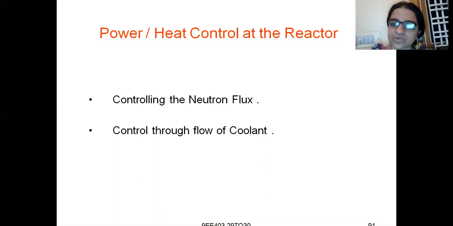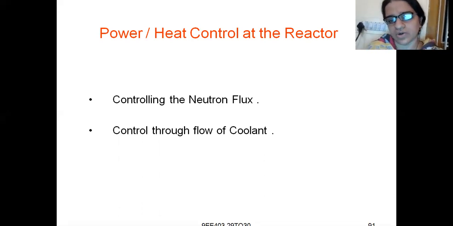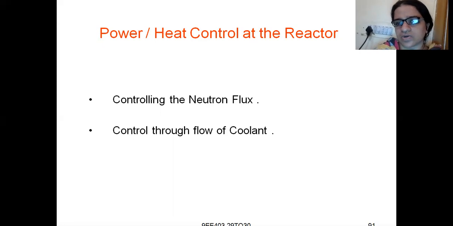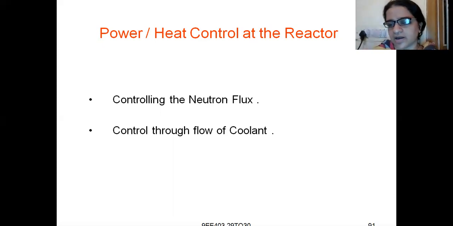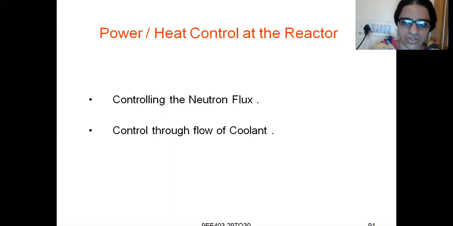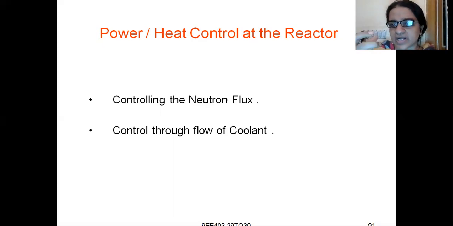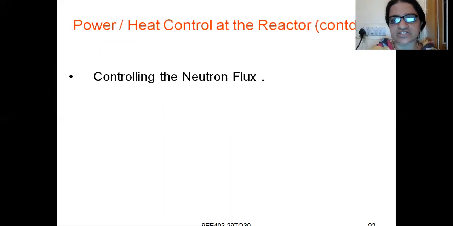Next is control through flow of coolant. How does coolant flow in the nuclear reactor? We need to control the flow of coolant also. By controlling the flow of coolant, we can control the nuclear reactor. If you circulate the coolant from the heat exchanger to the nuclear reactor at a faster rate, then heat will be easily extracted from the nuclear reactor vessel, and it will be transferred to the heat exchanger.